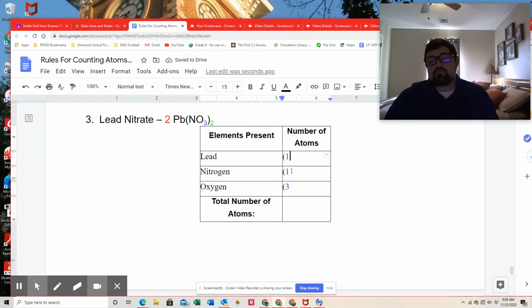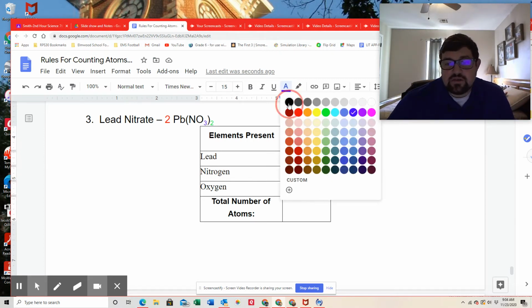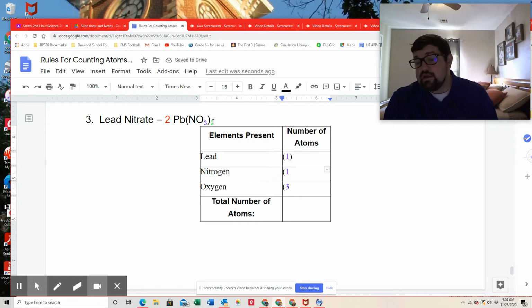Now, lead, I'm not going to do anything with lead. It is what it is. So there's only one there. But I have an issue a little bit because I have this green subscript of 2 that describes what's in the parentheses. So it tells me that I have 2 of those groups. I have 2 groups of NO3.